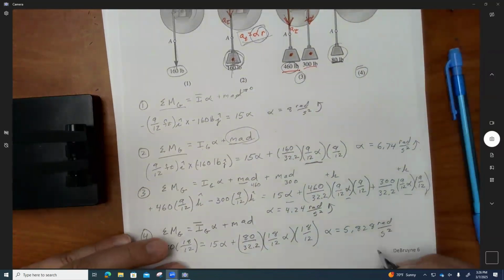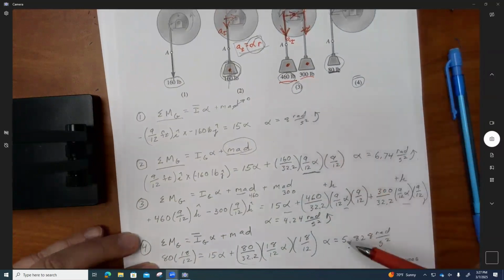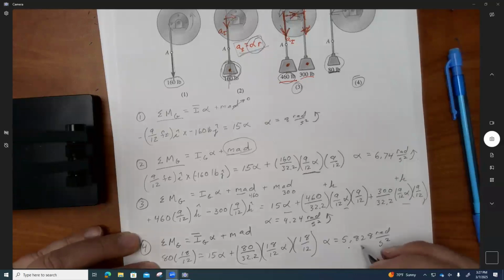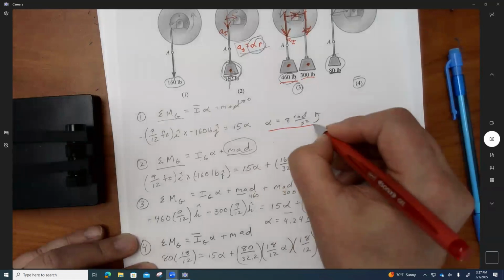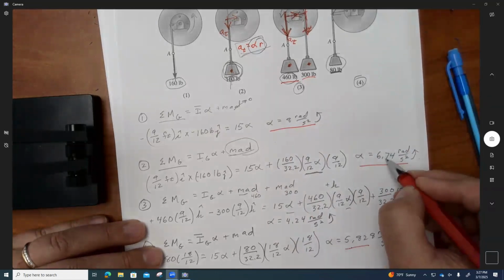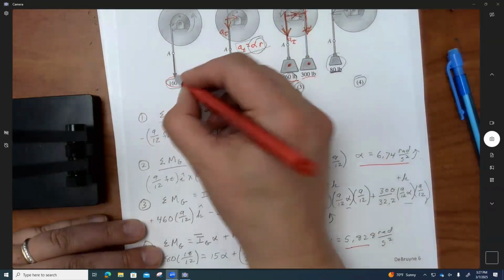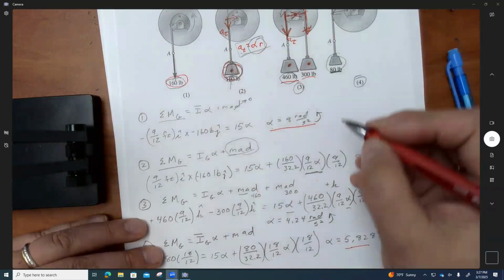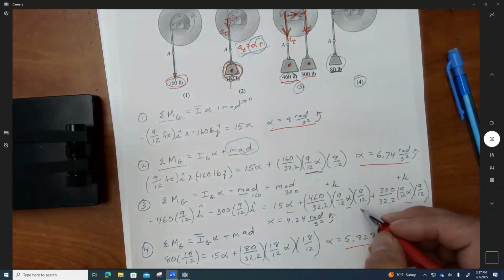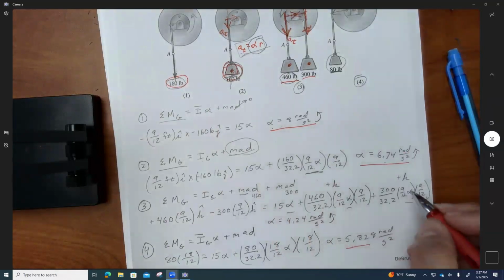So let's analyze what we have. We have half the mass and twice the moment arm of number 3. And so we're going to be almost half the alpha, but not quite. We have an alpha that's less than this alpha, even though we have the same force pulling down, we have mass that is less because it takes time for the block to overcome inertia. And so we have 6.74 here instead of the 8.